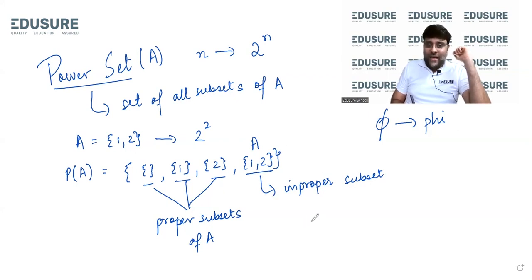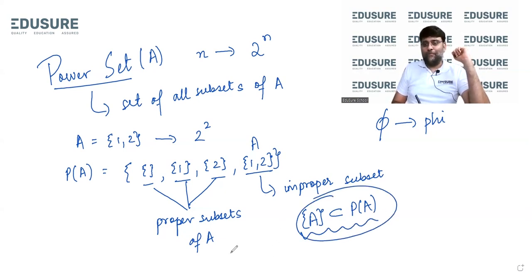Okay, so this is how we write it. And obviously the set A is a subset of the power set. Right? So this is the power set.